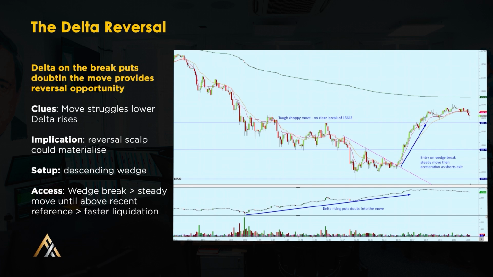So there are stages in this reversal, but the crucial part of it is understanding that this is a reversal that's likely to happen because you're using delta as an indication that this is not a trend in the way that most people think the trend is going to play out. So that's how delta is one of the best indicators of a trend failing, and also how to use that to play the move back.